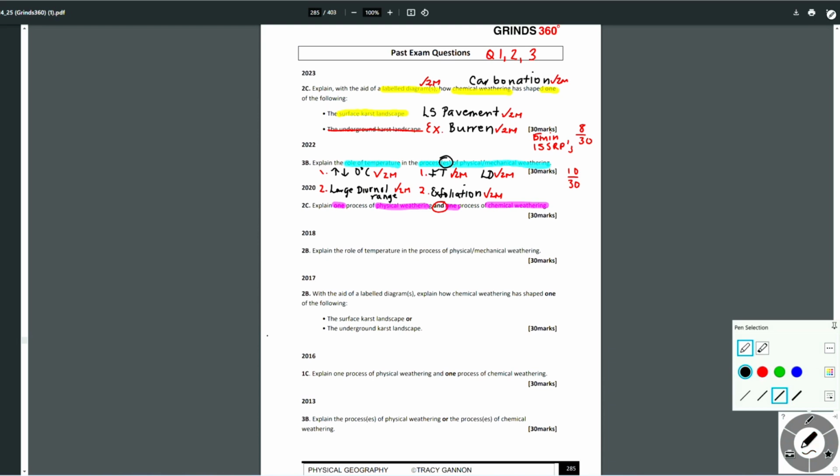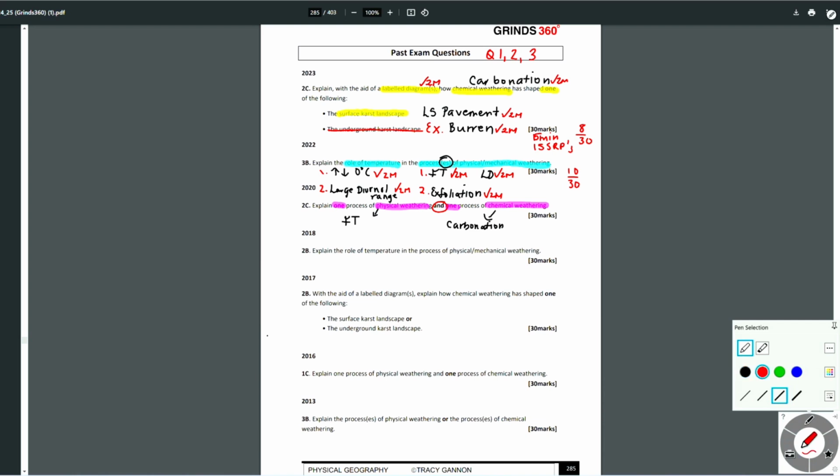But let's dissect. Examine one process of physical weathering. Well, my process of physical weathering is going to be freeze-thaw action. And one of chemical weathering. Well, my main process of chemical weathering is going to be carbonation.